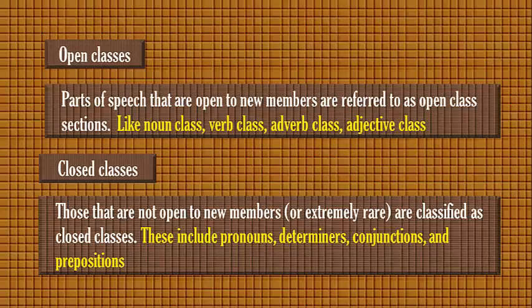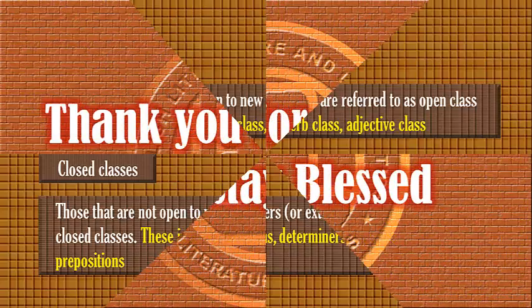Closed classes. Those classes that are not open to new members, or where new members are extremely rare, are classified as closed classes. These classes include pronouns, determiners, conjunctions, and prepositions. These cannot accept any new member and they are therefore known as closed classes.